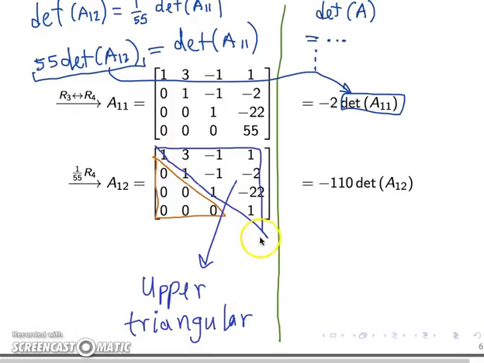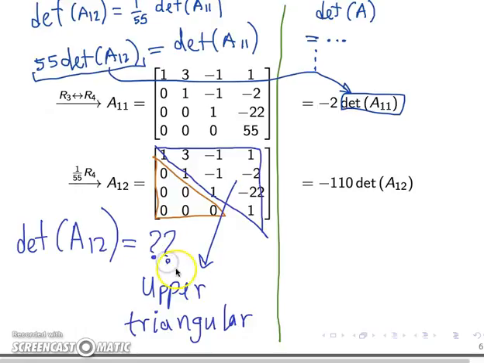Okay, and so triangular matrices have a special property, which we learned back when we discussed the definition of a determinant. So I leave you here as an exercise to figure out what is the determinant of A12. It's much easier than computing the determinant of the original matrix. So the exercise is, what is the determinant of A12? Once you know that, this is a very straightforward calculation.